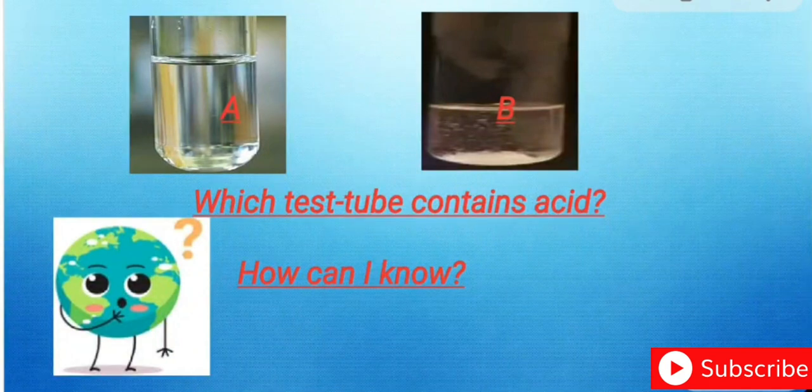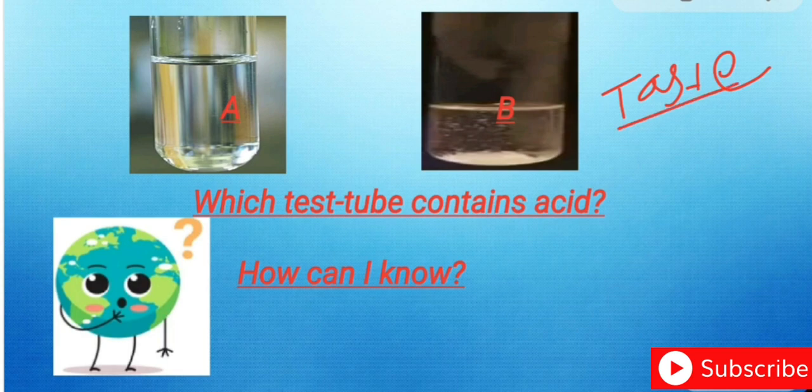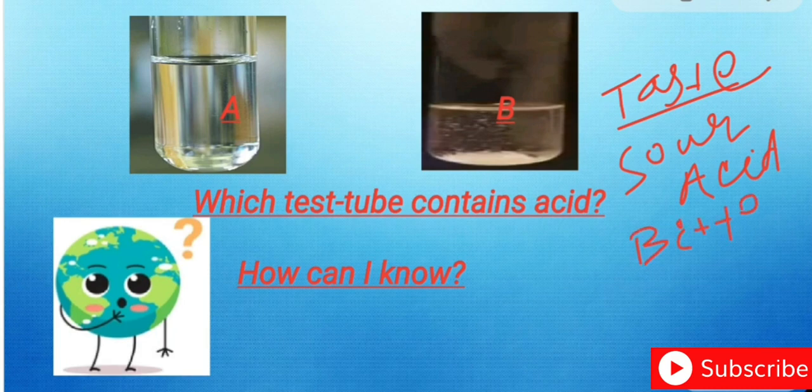Yes, children, there is a simple technique you can use. You can taste the solution, and when it tastes sour, you will say, ma'am, it is acidic. But when it tastes bitter, you can say that, ma'am, it is a base. But all chemicals are not safe. We cannot know whether it is acid or base by using the taste technique.